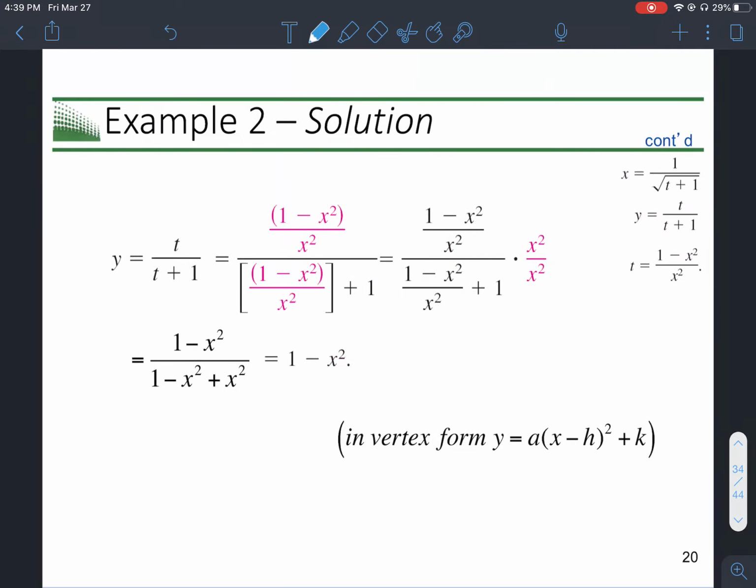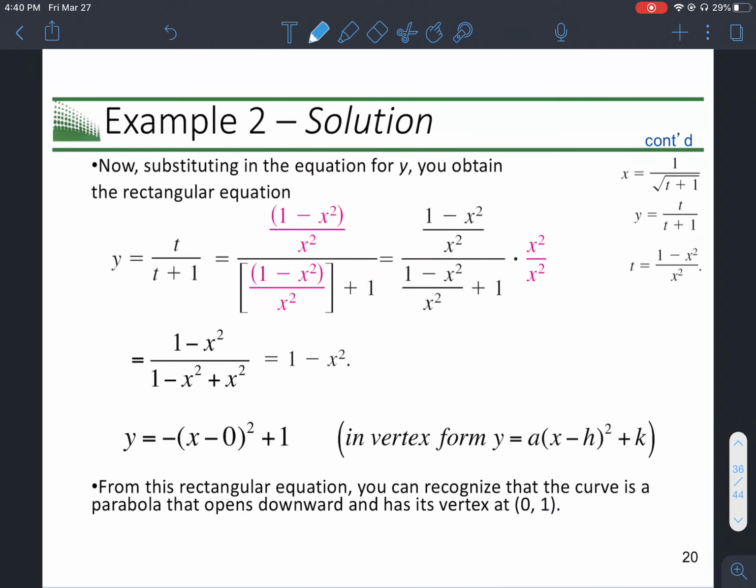We can even go further and put this into vertex form, what we've been talking about before spring break: y equals a times x minus h squared plus k. With a little bit of rearranging, y equals negative x minus 0 squared plus 1. So we have this rectangular equation. It is a parabola. It's going to open downward and has a vertex up at (0, 1).